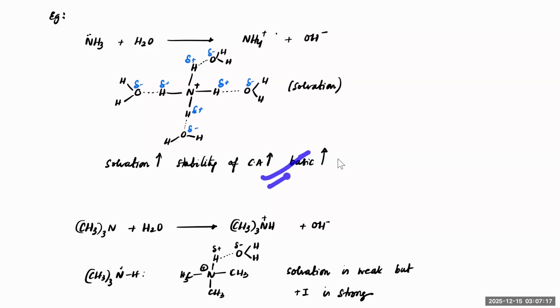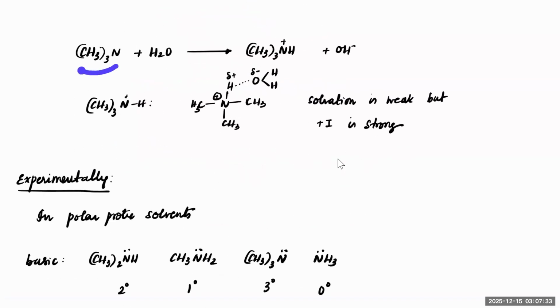Okay. So now we need to judge on the basis of how much solvation we are getting. The more the solvation, the more is the stability of the conjugate acid, and therefore we can say the basic character is more. Notice, suppose you have trimethylamine. When you add it to water, you will get this compound. Now you see there is only one hydrogen present to make solvation. So here the solvation is weak, but have you noticed these methyl groups will offer strong plus I effect? So solvation is getting compensated with plus I.